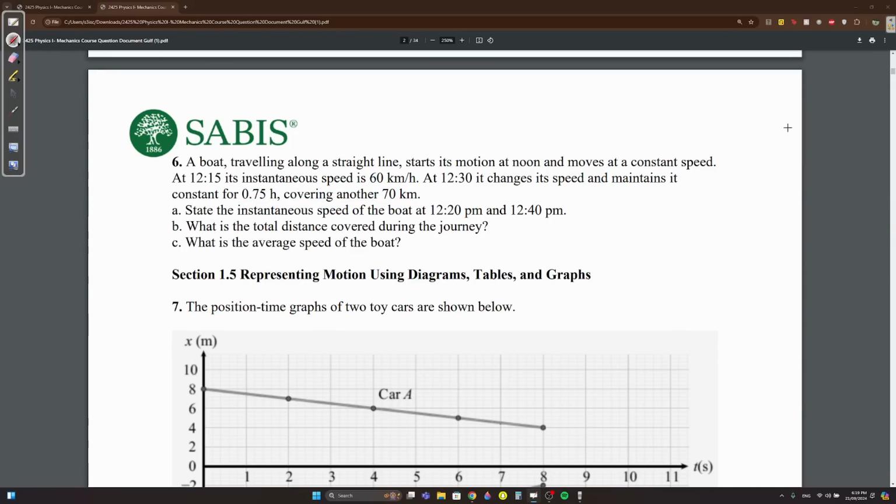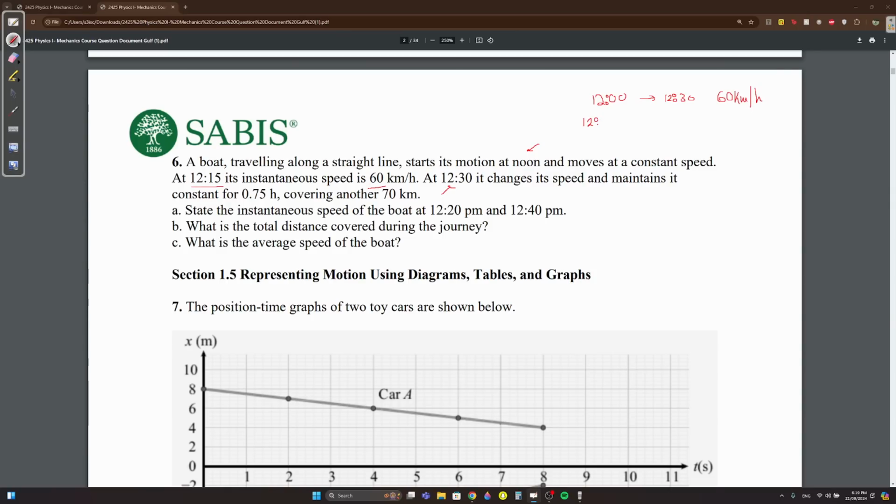Here at 12, it starts at noon and moves at a constant speed. It's moving at a constant speed, and then they checked at 12:15 what that speed is, and it's 60. And then they maintained that speed until 12:30. So from 12 until 12:30, it was 60 kilometers per hour.